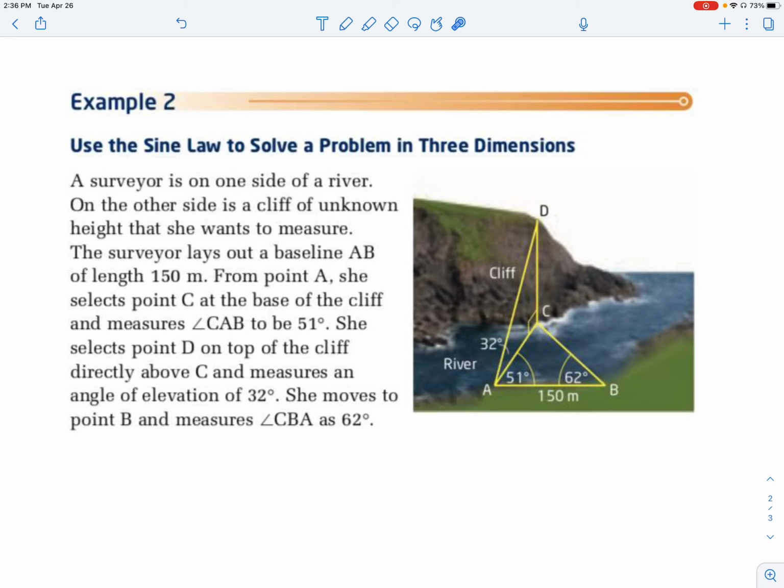Okay, from point A, she selects a point C at the base of the cliff. So maybe it's a funny looking rock that you can recognize. And it says she measures CAB to be 51. So the surveyors have special cameras and they can rotate them and record angles. She looks at that special funny rock and then looks at her other point B and measures this angle to be 51 degrees. That's angle CAB.